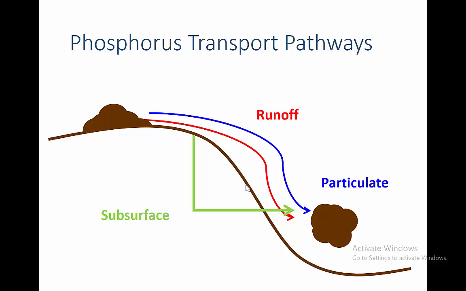All right, I'm going to talk a little bit about transport pathways. We've talked about the source side, right? We've talked about the different forms in the soil, how they can exist, and now I'm going to talk about how they can leave your field, okay? This is what we're all trying to prevent, all right?